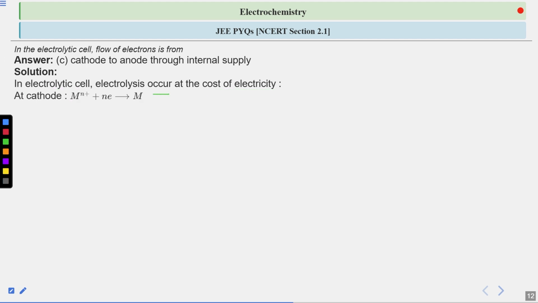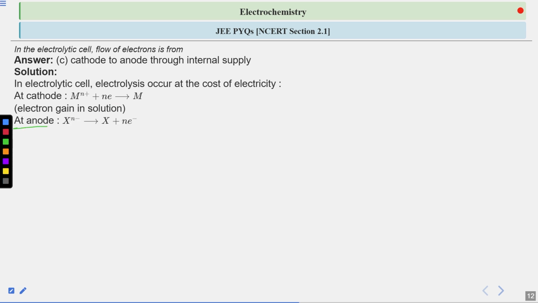So at the cathode, this reaction takes place, which is M n positive. That is, the M element which is present at the cathode has n positive charge, and when it gains the same number of electrons, it will become a neutral M. This is the reduction reaction going on at the cathode electrode. Similarly, this is the electron gain in the solution, right? This is an electron gain because we are adding the electrons to the ion. So electron gain in the solution.